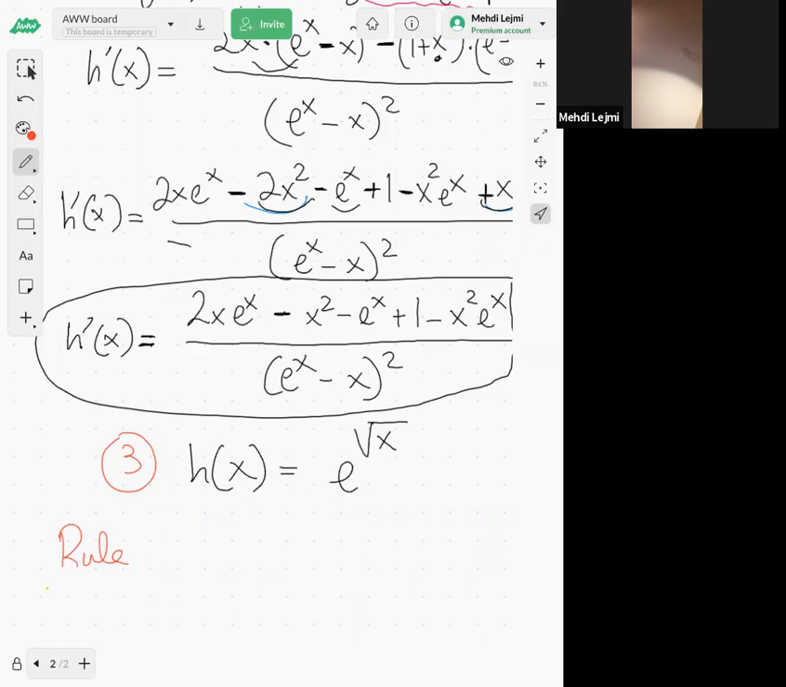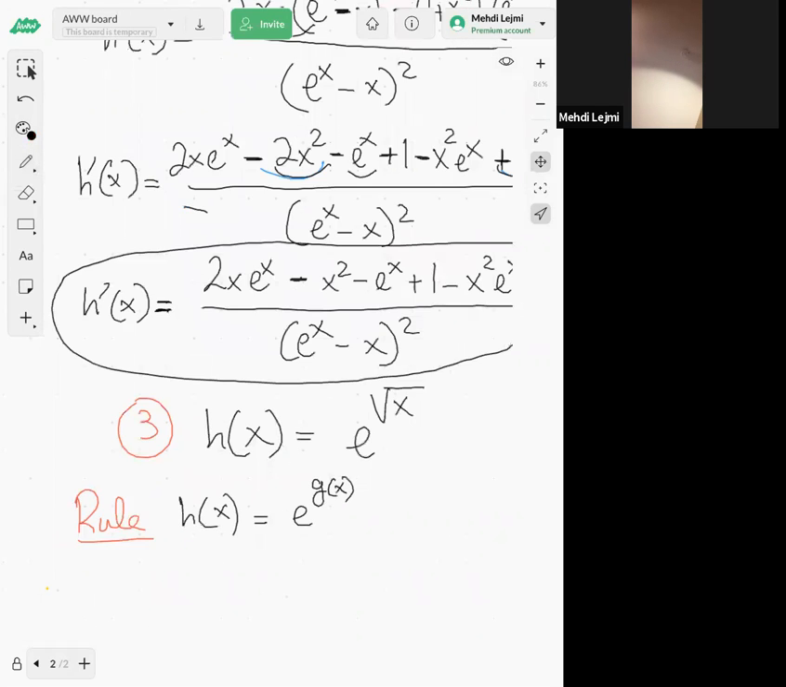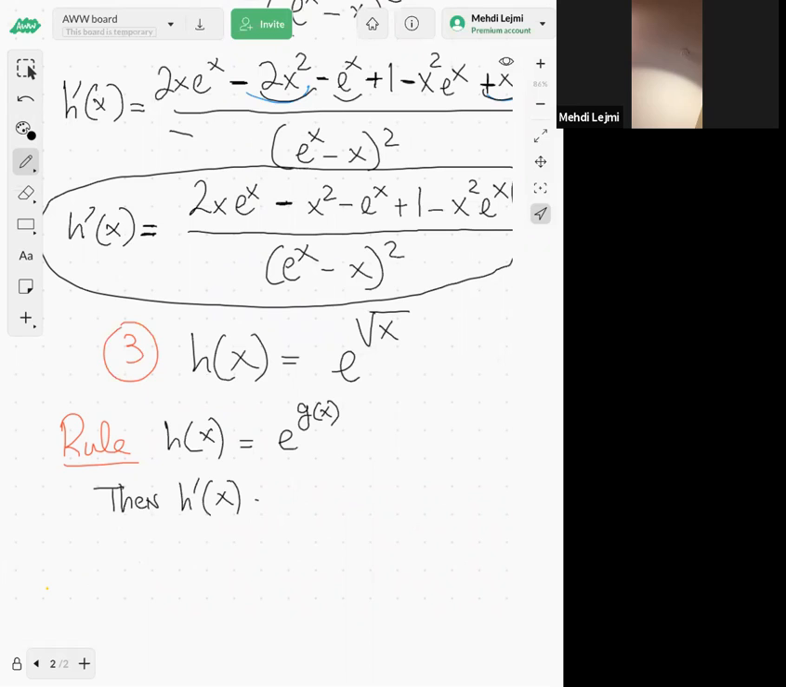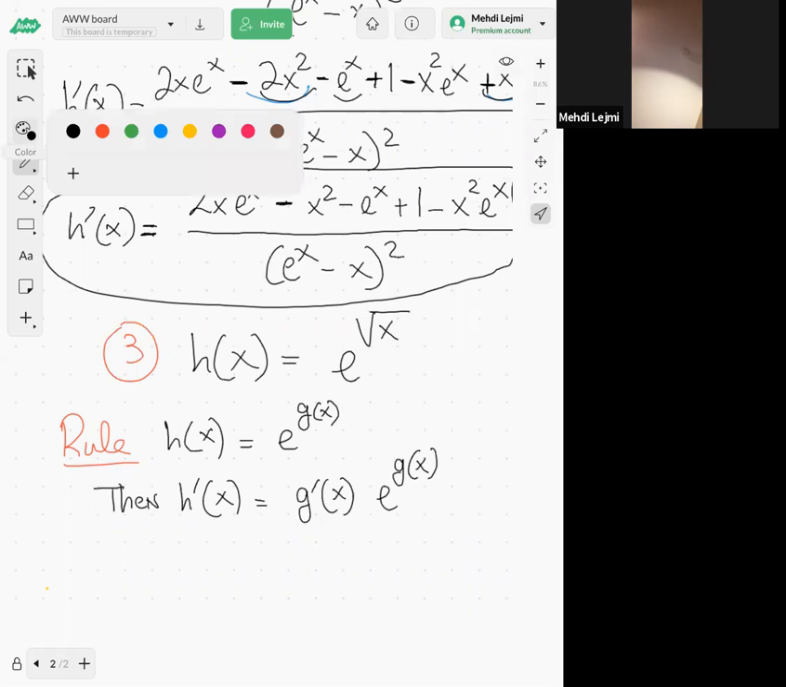So we said if you have h of x equal to e to the power g of x, so the power is some function g, right? Then we said h prime is g prime times e to the same power, g of x. We keep the same power, right? So what will be g of x in this example? Well, it's e to the g.